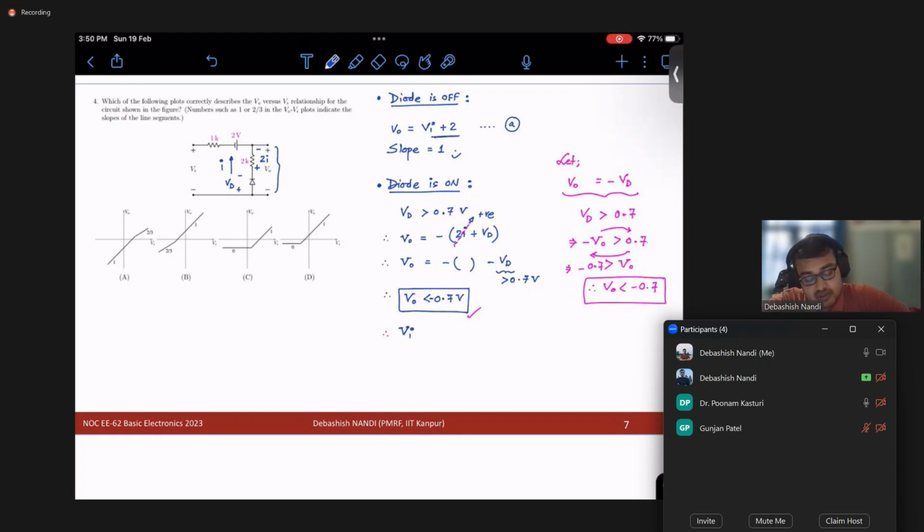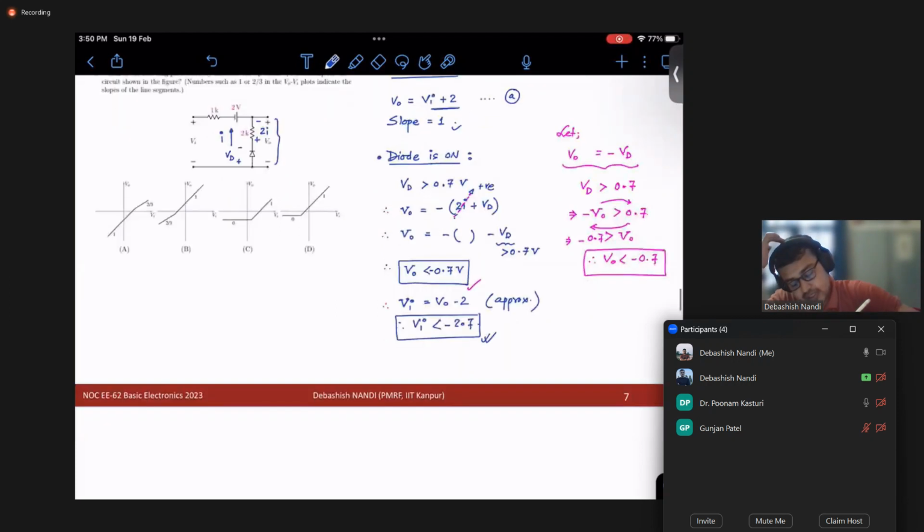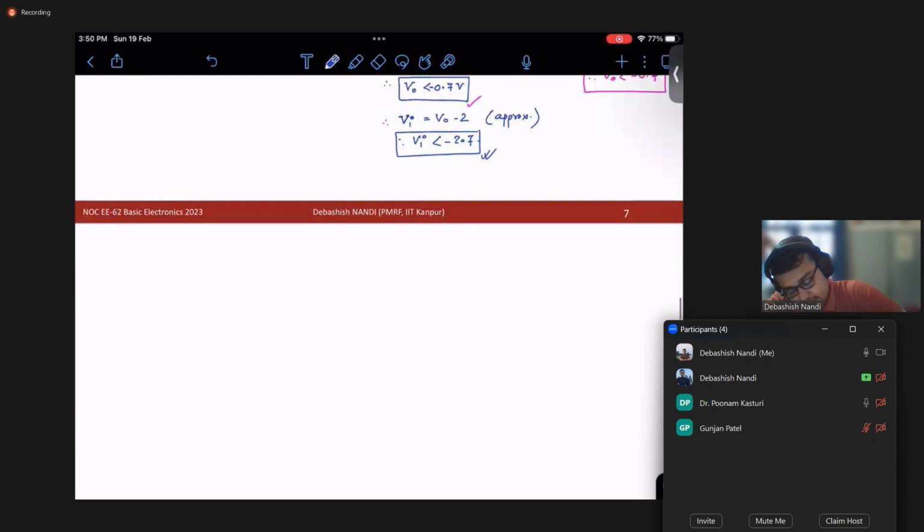Vi is V naught minus 2, right? So Vi is V naught minus 2, and your V naught is less than minus 0.7, so Vi should be less than minus 0.7 minus 2, which is minus 2.7. So this becomes my condition on Vi for the diode to be on. Now just do the equivalent circuit analysis.